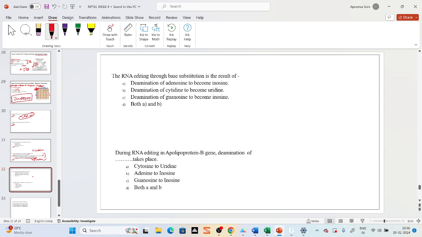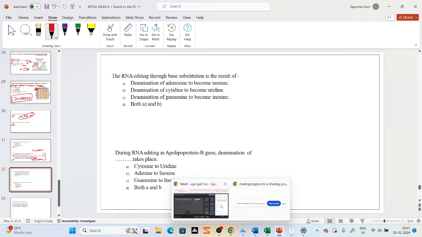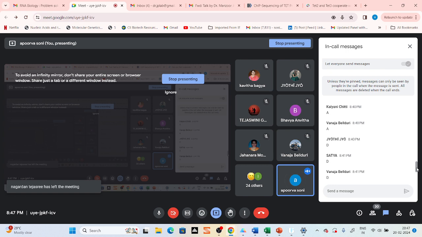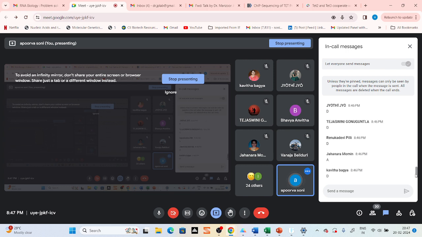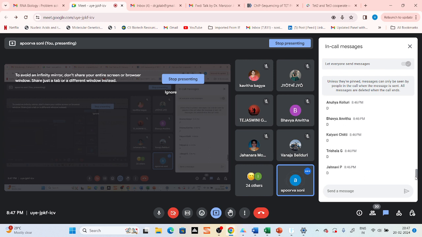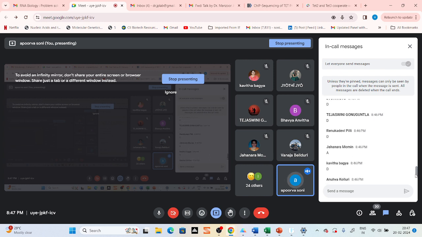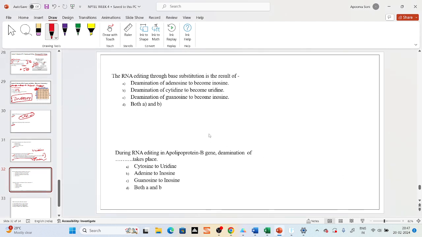Okay, now I'll switch the screen. Okay. So Janvi, Trishala, Kalyani, Bhavya, Anuya, Kavita, Jahanara, Renuka Devi, Tejaswini. There are many people who have answered, and you have answered it correctly, both A and B. So basically, when we talk about base substitution, base substitution of adenosine and cytidine takes place, because we are talking about what kind of base substitution occurs.